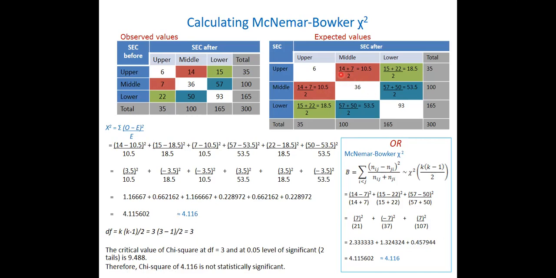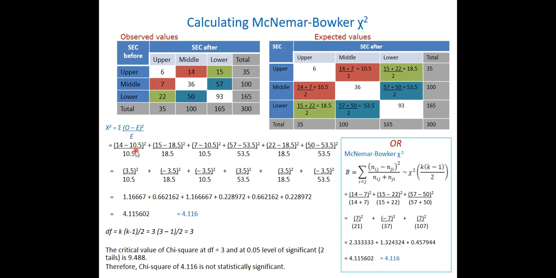Now, look at the purple one. You see the expected value here. What did we do before? Add the 2 together, 14 and 7, divided by 2 gives you 10.5. That is when you add and divide by 2, share equally among them. The same thing we did for the green one: you add the 50 to 22, divided by 2, it gives you 80.5. The same thing with the blue one: 57 plus 50 divided by 2 gives you 53.5. Those are the expected values.